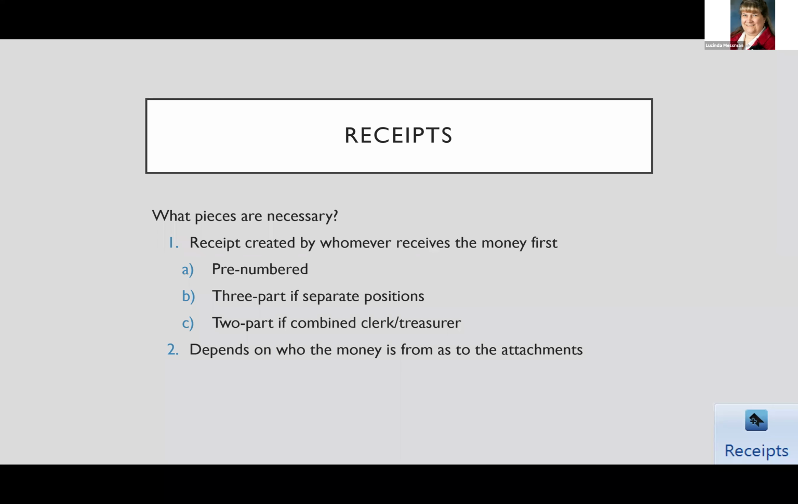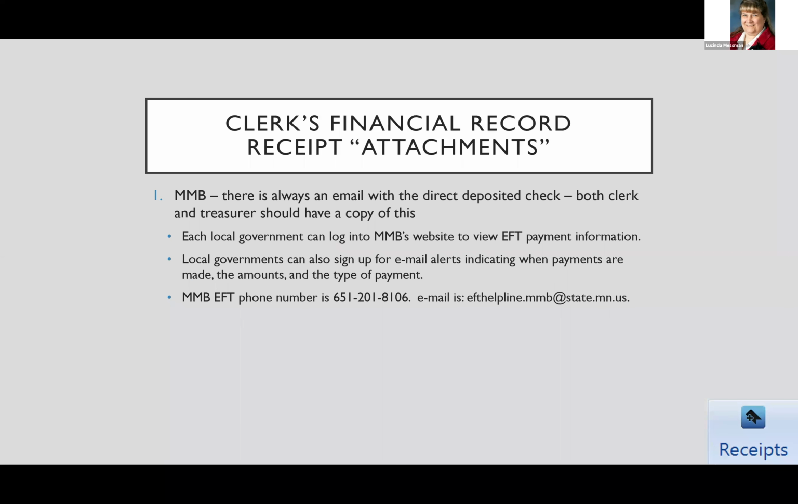All right. Depending on who the money's from is going to tell you what kind of attachments get put on those receipts. So if the money's coming from MMB, there is always an email with anything direct deposited. Both the clerk and the treasurer need a copy of that email. Every government can log into the website, view the EFT payment information. You can get email alerts, all sorts of stuff. I've given you their number and their helpline. So if you print this presentation or just download it, you've got that information. But that piece of paper needs to be attached to that little triplicate receipt for both officers.